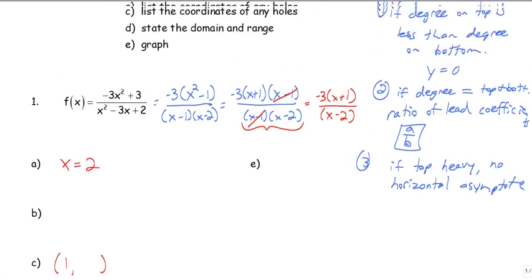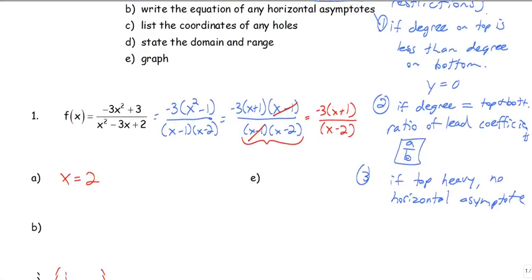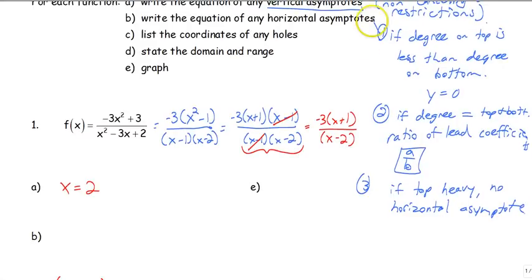Now we have to finish the rest of this up. List the coordinates of, or write the equation of any horizontal asymptotes. That's where we have to look at these rules. Well, if you look at this, there's an x squared on top and an x squared on bottom. We look over here. If the degree equals on the top and bottom, it's the ratio of the lead coefficients. Well, my lead coefficients from the original are negative 3 over 1. So, my asymptote is negative 3 over 1. So my equation for that, since it's a horizontal line, is y equals negative 3.